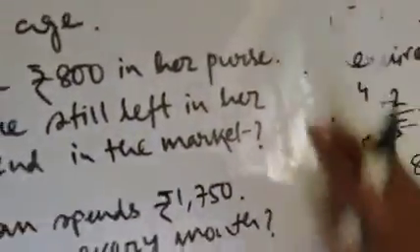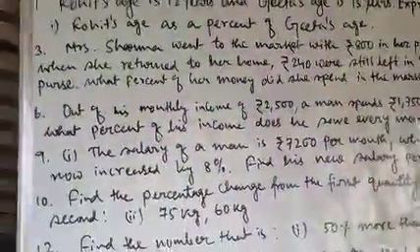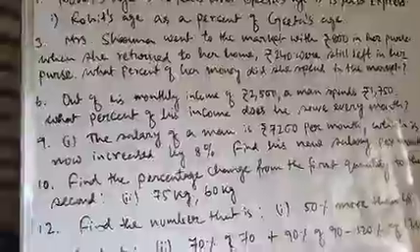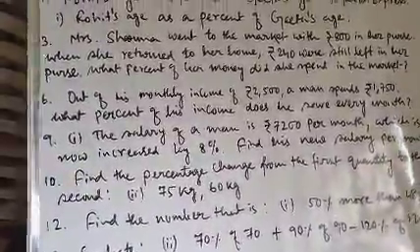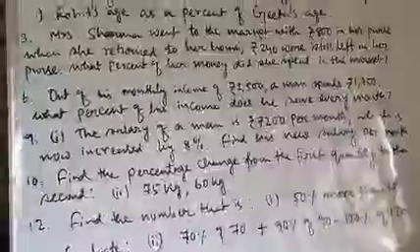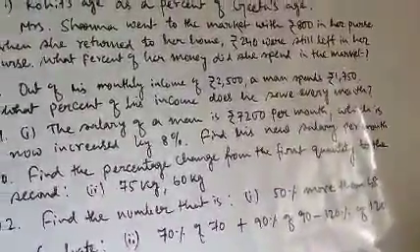Next question. Question number 3 says Mrs. Sharma went to the market with rupees 800 in her purse. When she returned to her home, rupees 240 were still left in her purse. What percent of her money did she spend in the market?